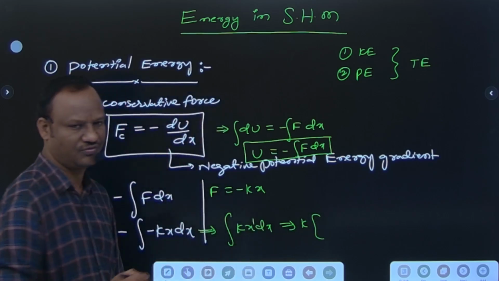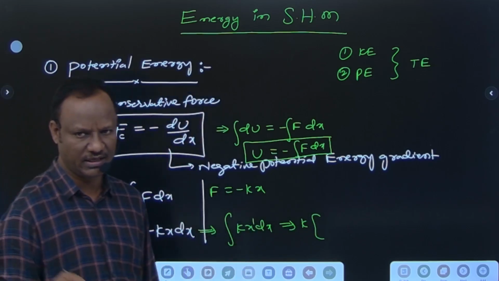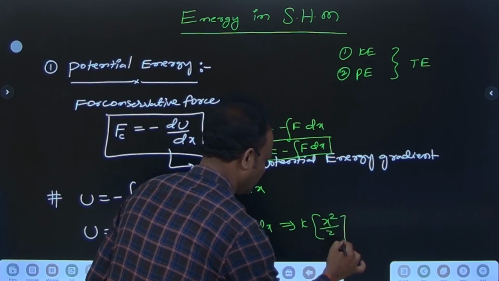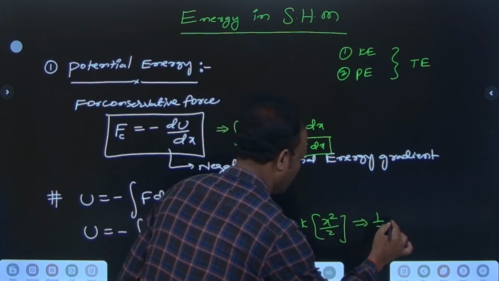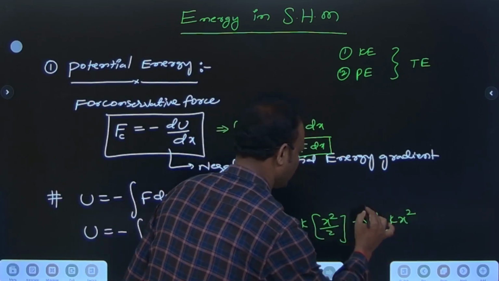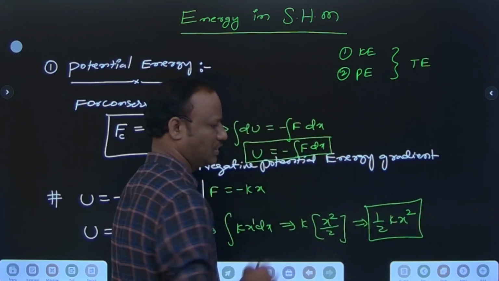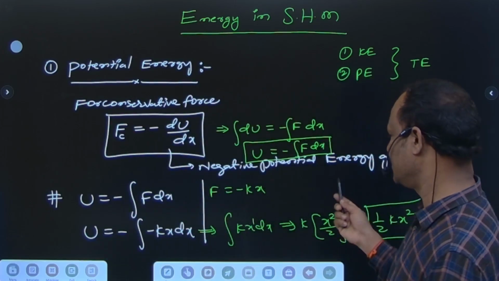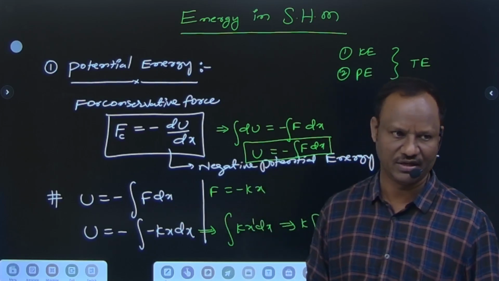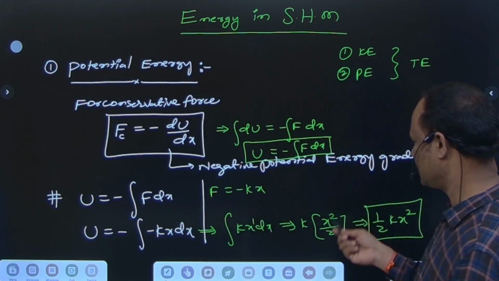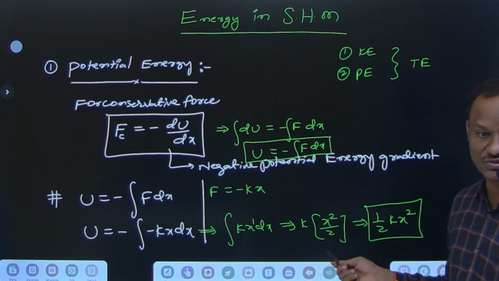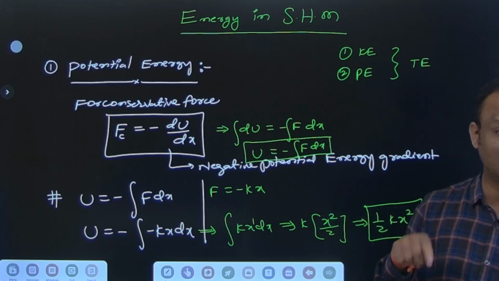This will become k times x to the power n plus 1 by n plus 1, which is x square by 2. So this is half k x square, the potential energy. First question, what is the energy stored in the spring? Energy stored in the spring means potential energy, half k x square.